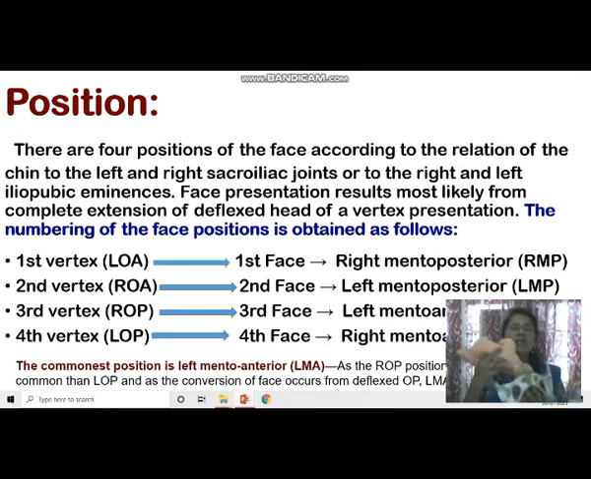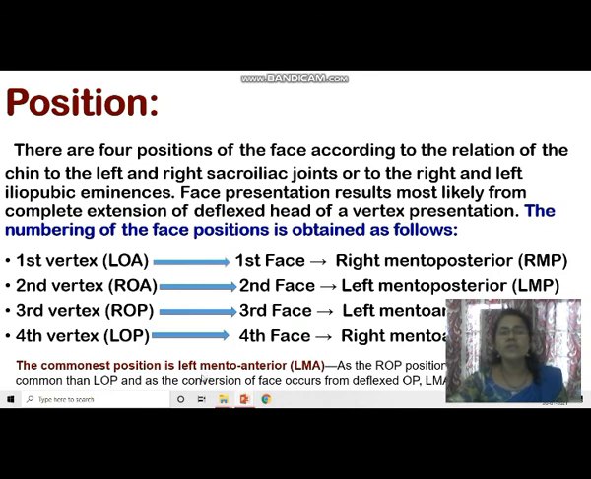Same like that, if the baby is in the posterior position, the right occipital posterior, if it is extended, it will become what? Left mento anterior. And if it is in the left occipital posterior, if it is extended, that will become what? Right mento anterior. This is the positional change that usually happens from the occipital position to the mentum position. Okay, so I think you have clearly understood the different positions.